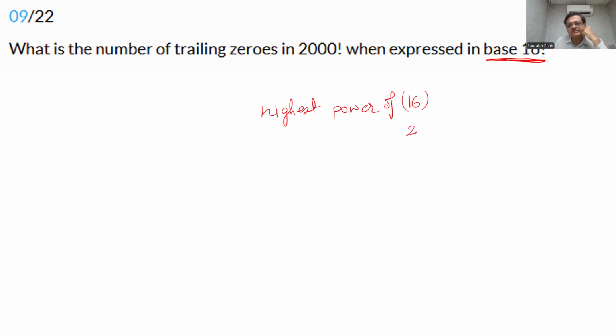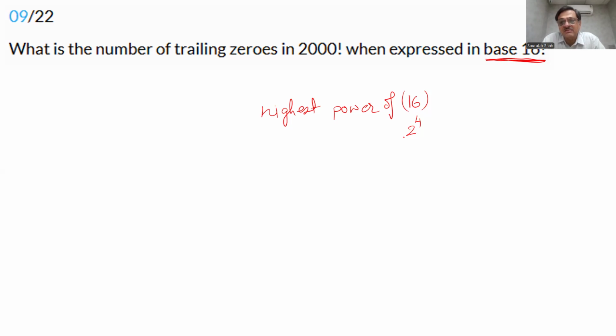16 is 2 raised to 4. So find the highest power of 2 in 2000 factorial and divide by 4. Of course, the integral part would be the answer. It might end up having a fraction. Find the highest power of 2 in 2000 factorial and divide by 4. That's it.